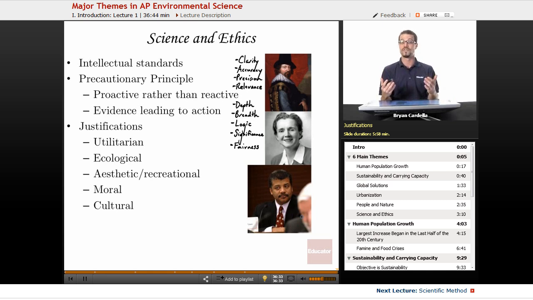We're standing on the shoulders of giants. I love that expression because people from the past and people today are making it so that we can make the right decisions regarding environmental science now and in the future.